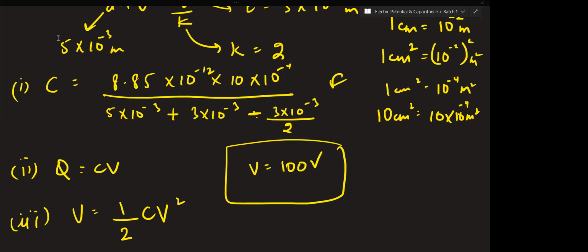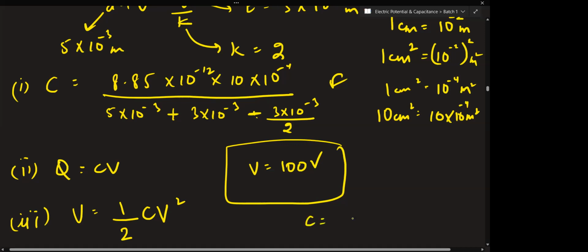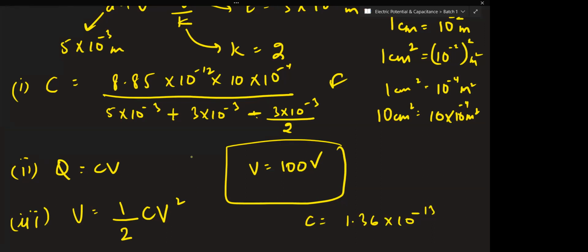Capacitance value is coming 1.36. How much it's coming, Z? It's coming 1.36 into 10 to the power minus 13. Okay, I haven't calculated it. Solving this portion. See, just write it as 1.5. Okay, I'll solve it.